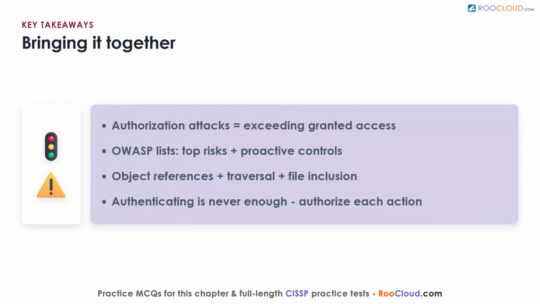So let's bring it together. Authorization attacks are about exceeding the access you were given, often with no malware at all. The Open Worldwide Application Security Project gives you trusted lists of the top risks and the controls that counter them. Insecure direct object references let you swap an identifier to reach others' data, so check permission on every object. Directory traversal climbs out of the web folder to grab sensitive files, so lock down file access. And file inclusion escalates browsing into remote code execution and web shells, so validate every path and input. In every case, authenticating a user is never enough. You must authorize each action.